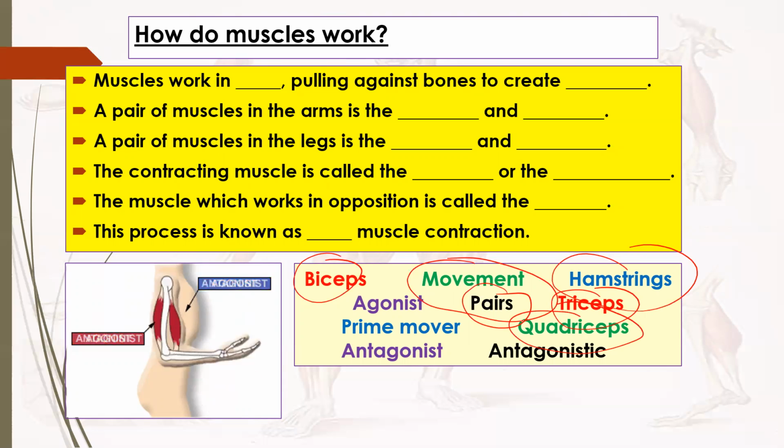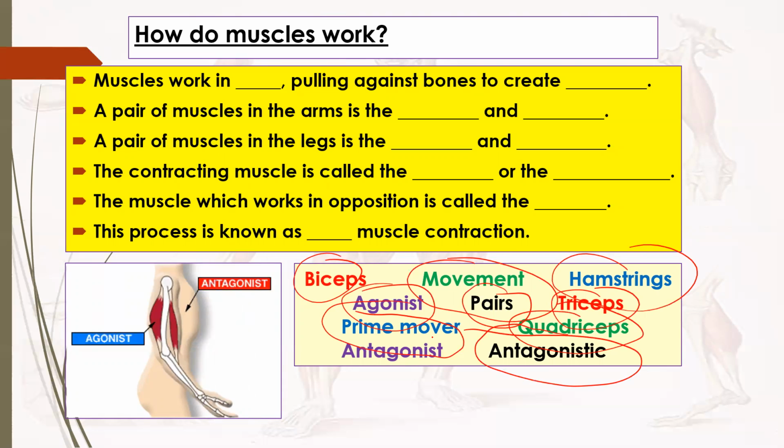The contracting muscle, as we said on the last slide, what's the name of the contracting muscle? That is the agonist, otherwise known as the prime mover. And the muscle which works in opposition, we may have learnt this previously as the muscle which relaxes, is the antagonist. The process is known as antagonistic. Oh, I've got that the wrong way around. Antagonistic muscle contraction. So that's what the whole process is called, antagonistic muscle contraction.